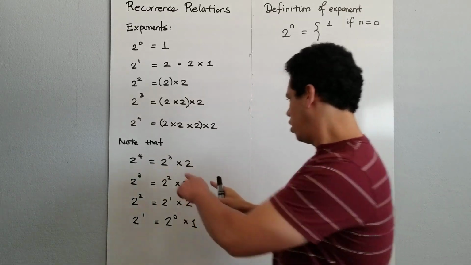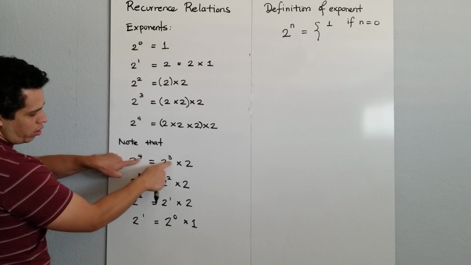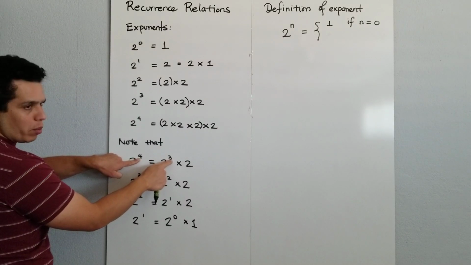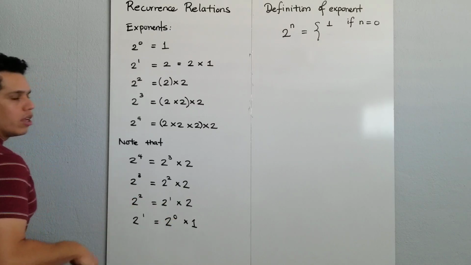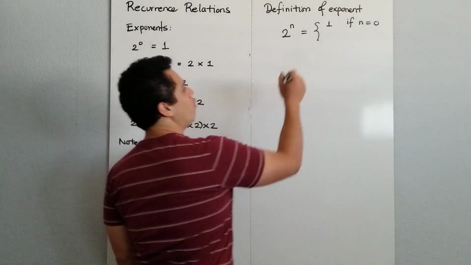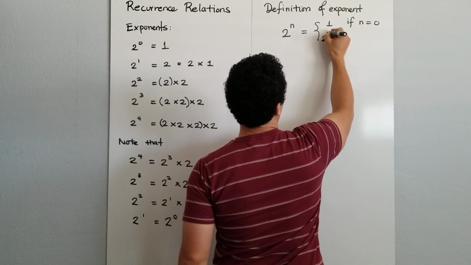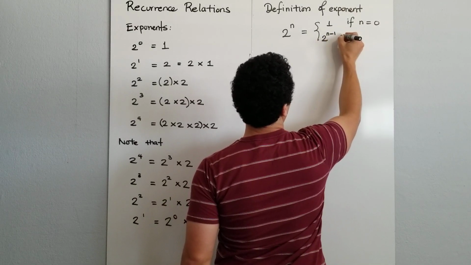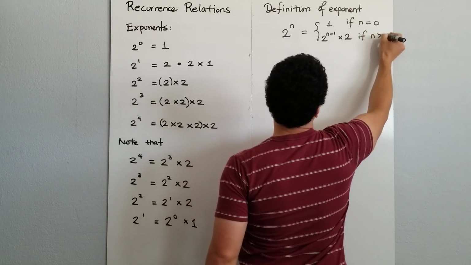So there seems to be a correspondence. The power that goes here is only a difference of 1 from the power that goes here. The same happens here, here, and here. So we may define it in the following way. This is 2 to the power of n minus 1 times 2 if n is greater than 0.